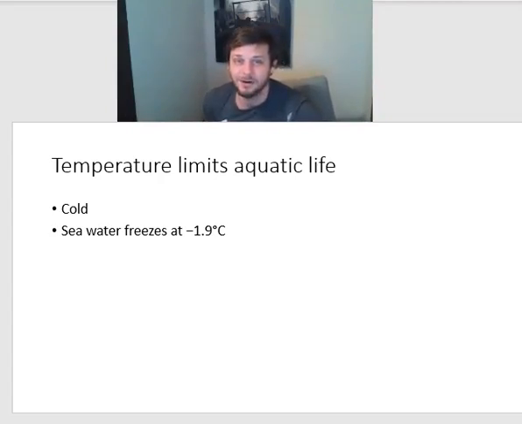A lot of our aquatic animals live in stuff that is below 0 degrees. So seawater, it freezes at negative 1.9 degrees. So it actually freezes below 0. The water inside the animals will freeze close to 0 if they didn't have ways to stop that. So if you just take an animal that's not adapted for the cold, put them in the cold, they will freeze solid.